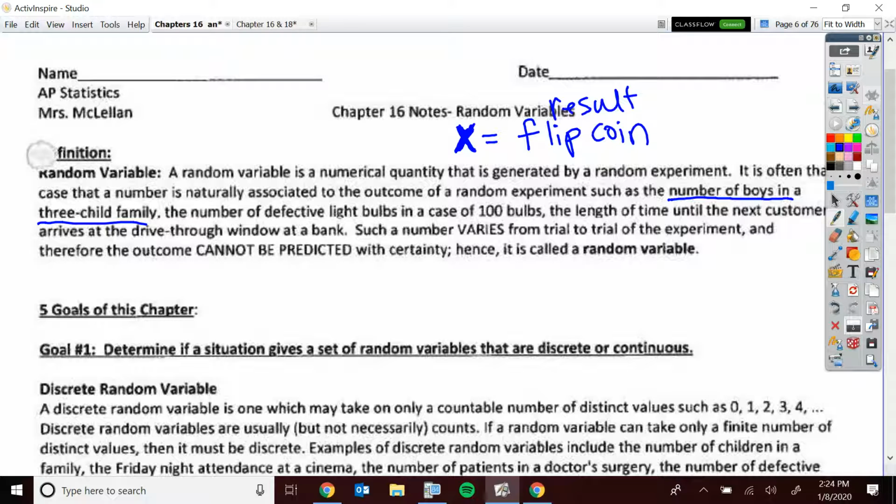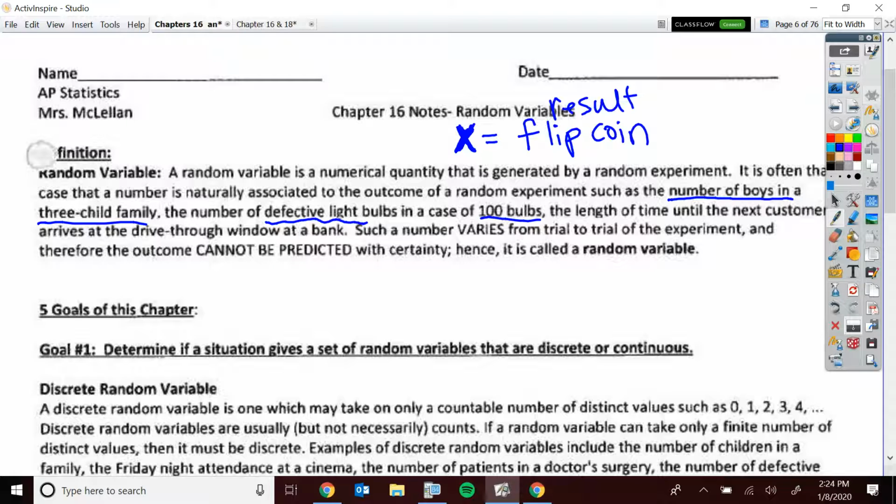How about this? Defective light bulbs in a case of 100 bulbs. Do I know how many light bulbs are defective in that case? No. So I'm going to look at case after case after case, and the amount is random. I don't know. Okay? It varies from case to case. Now, the law of large numbers tells me what? In the long run, what am I going to be able to do? And in the long run, I will then know what? On average, about what?